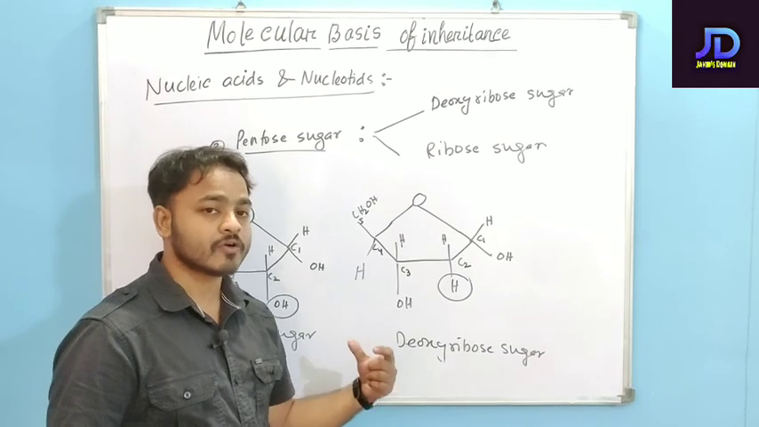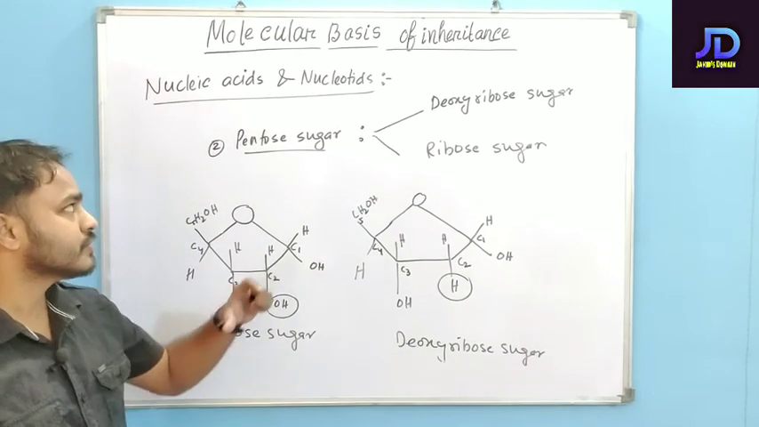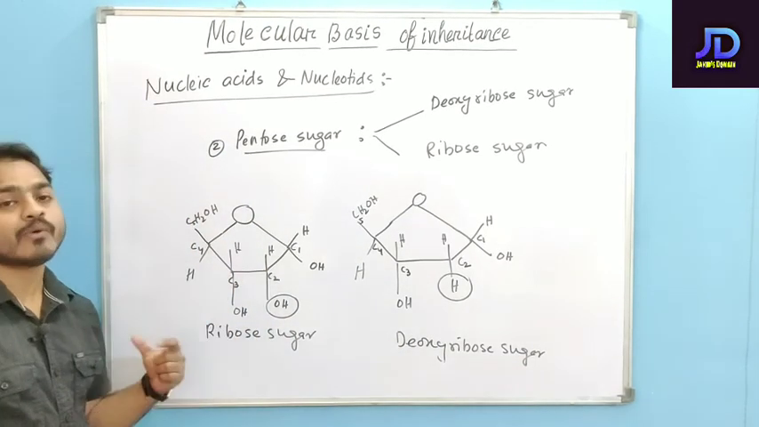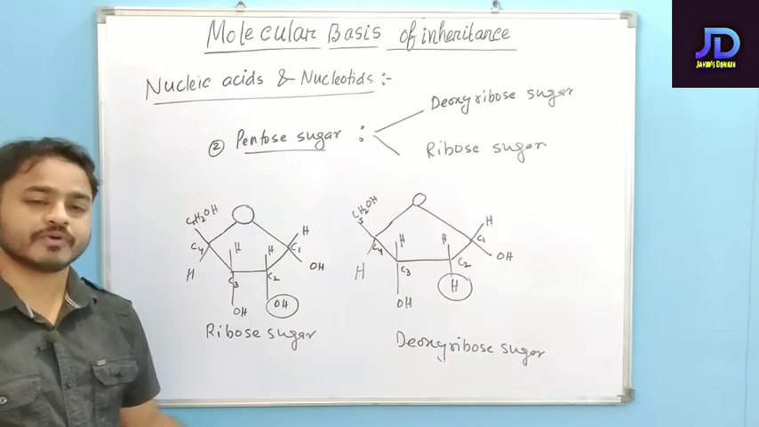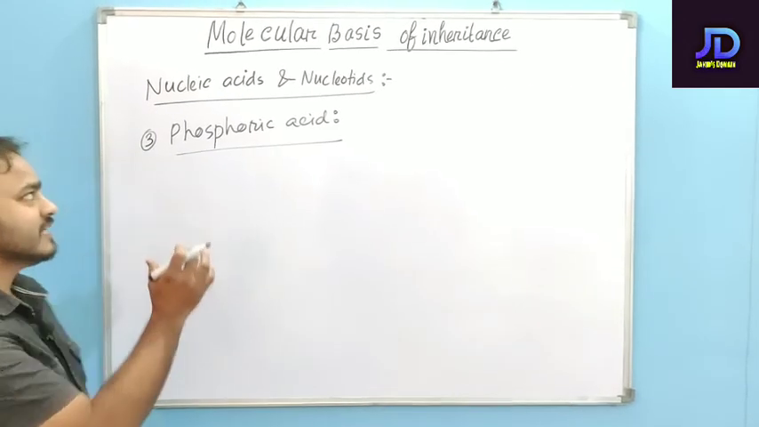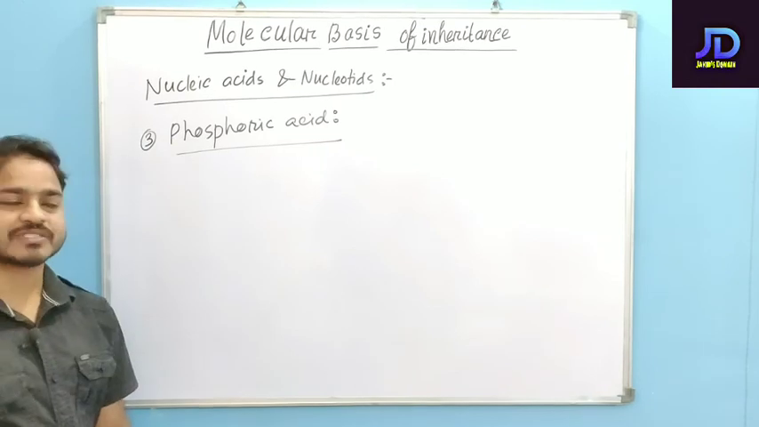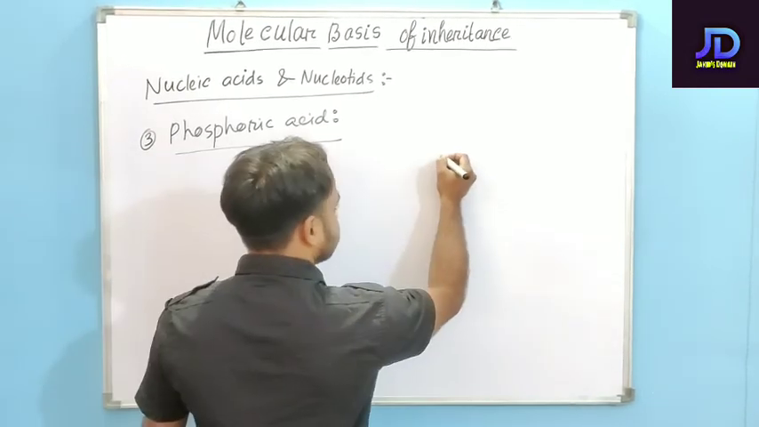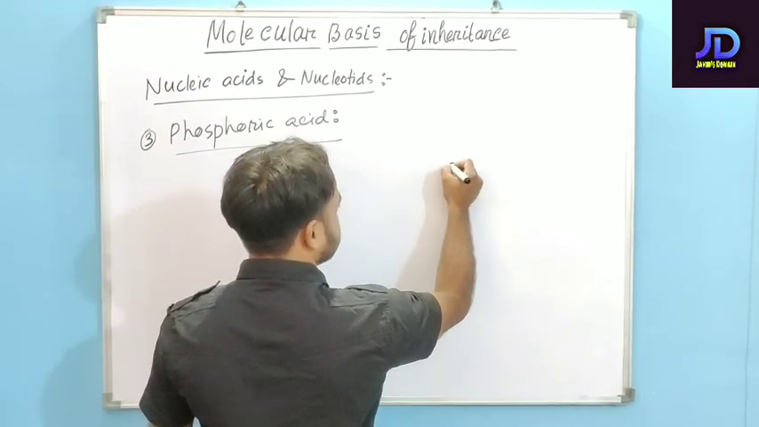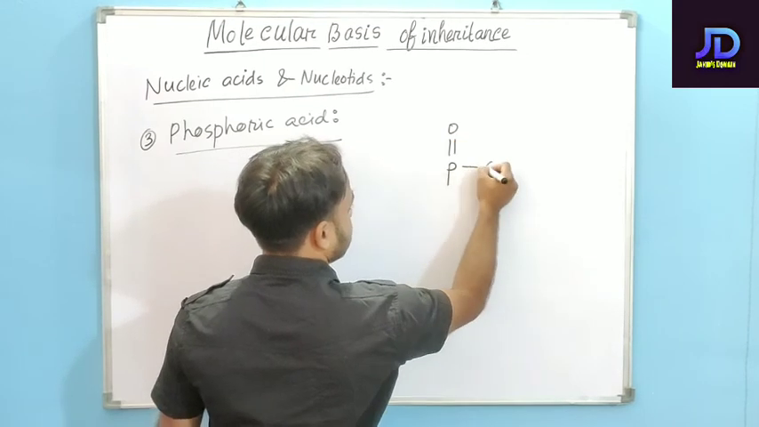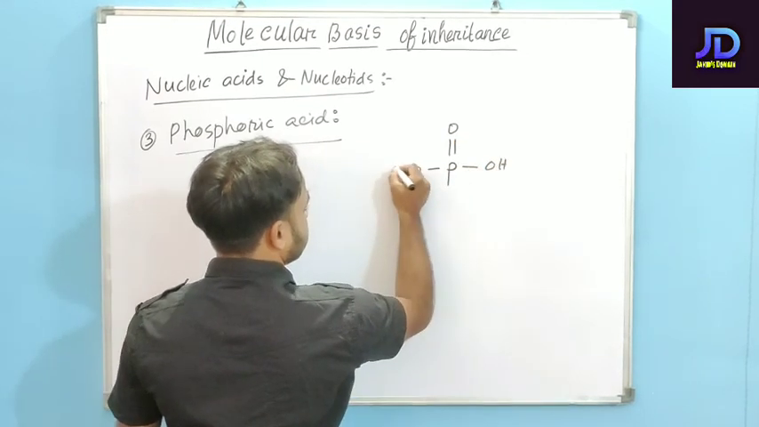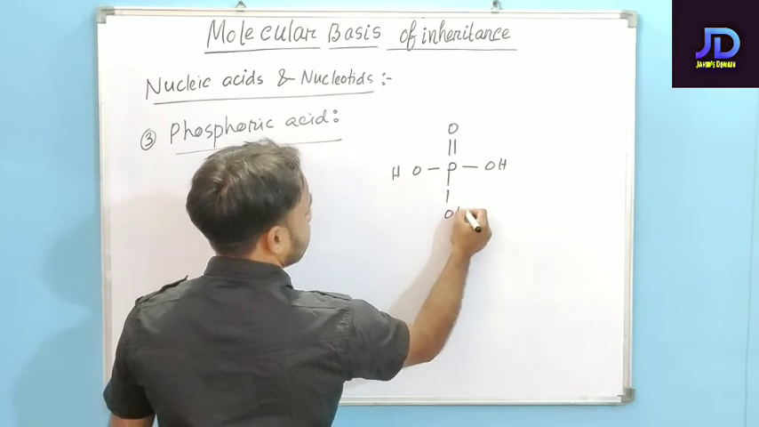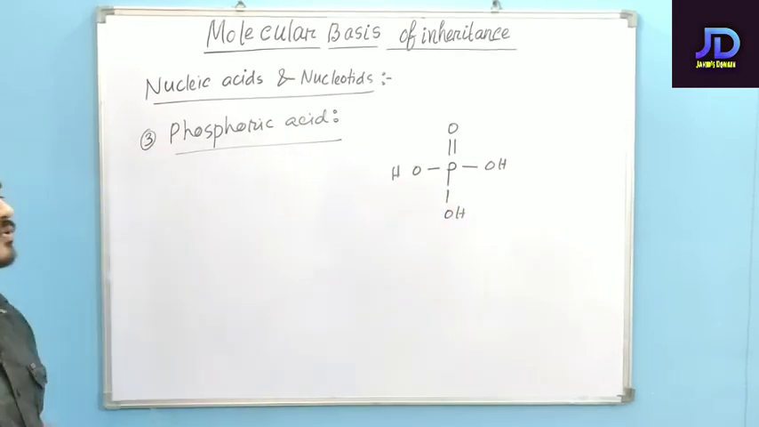So that is our pentose sugar. Now we'll see the structure of phosphoric acid. See, now we'll discuss how phosphoric acid looks. Phosphoric acid looks something like that: OH, OH, and the OH. This is the phosphate group or phosphoric acid.